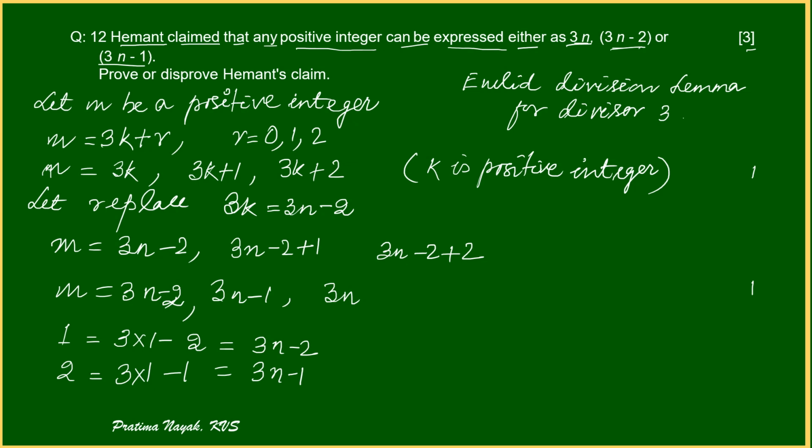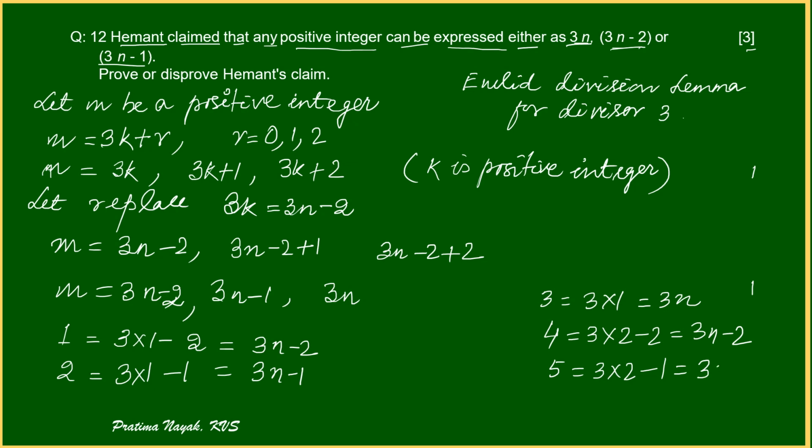Next coming to 3. 3 can be written as 3 into 1. So that is 3n. 4 can be written as 3 times 2 minus 2. That will be 3n minus 2. 5 can be written as 3 times 2 minus 1. That will be 3n minus 1.